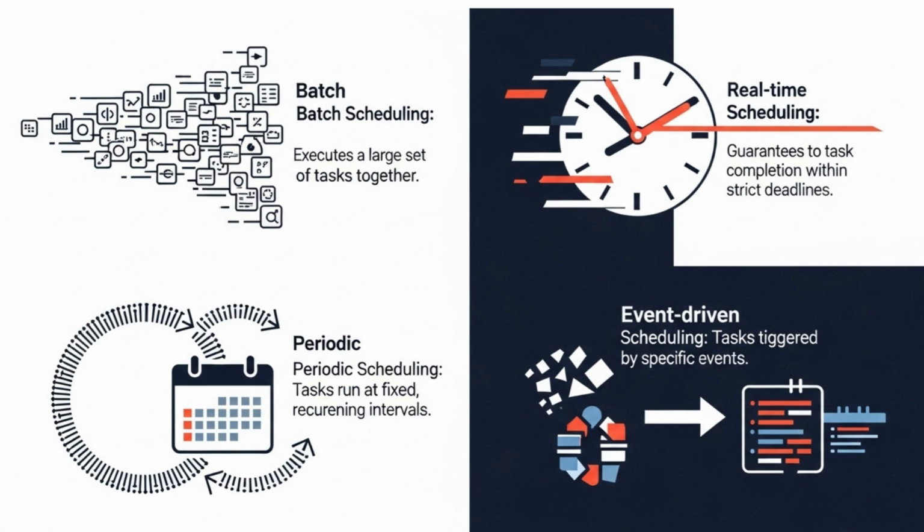On the other end of the spectrum is real-time scheduling. This type is critical for systems where tasks must complete within very strict, often minuscule deadlines. Missing a deadline could lead to catastrophic failure, common in industrial control systems or medical devices. Here, predictability is paramount.